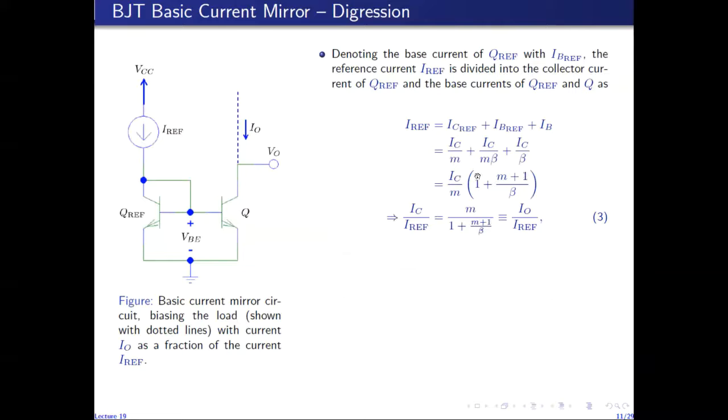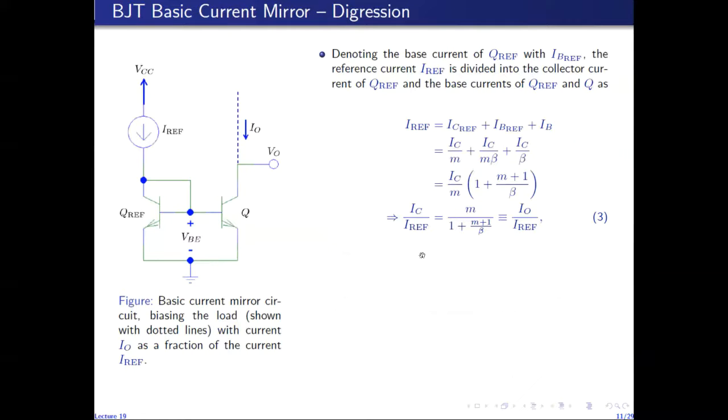So simplifying this, we get IC over IREF. Previously we found IC over ICREF. Now we obtain IC over IREF, that is, the ratio of the collector current of Q to this reference current, which is given by this factor: M over 1 plus M plus 1 over beta. And since the collector current of Q is equal to I naught, IC over IREF is equal to I naught over IREF.